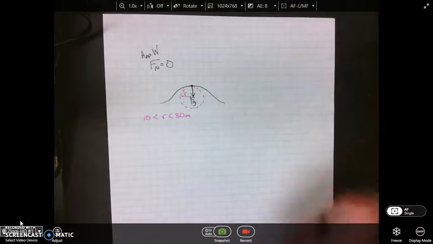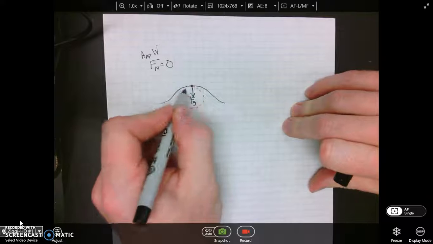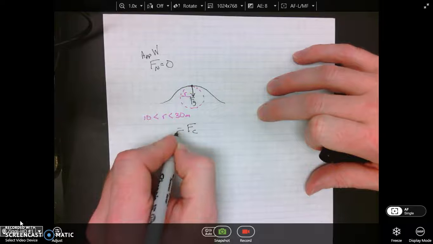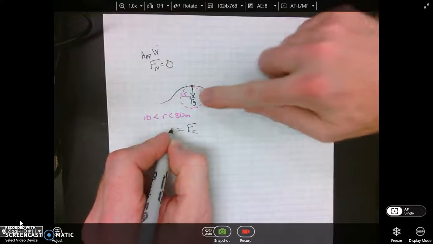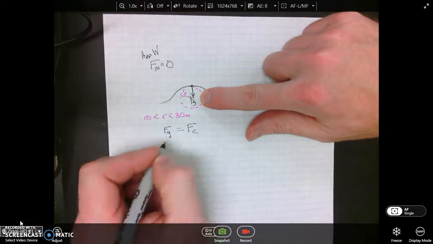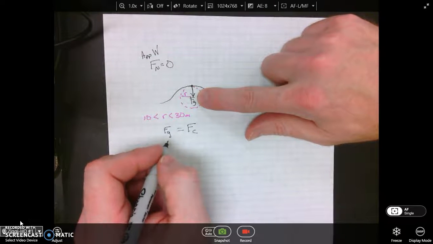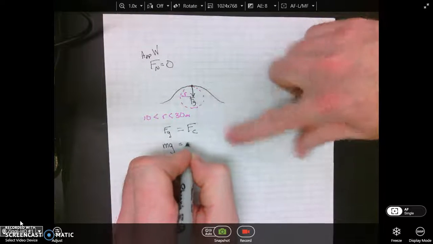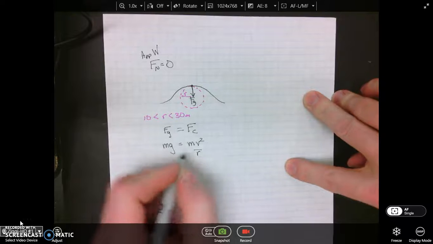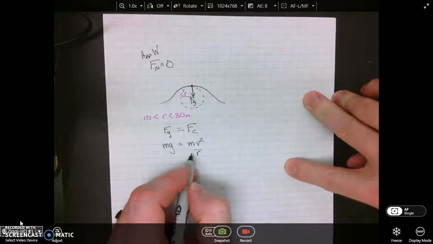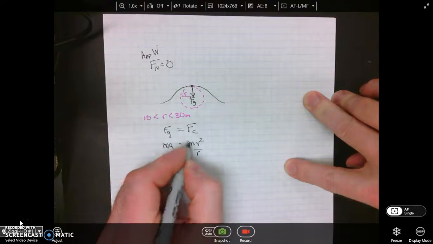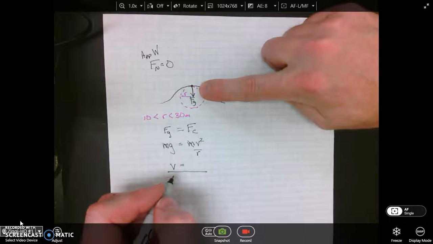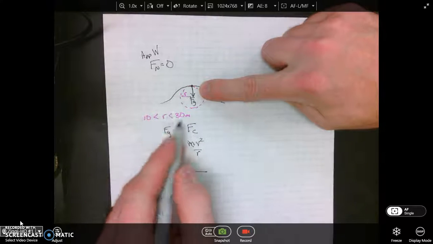Since you're moving in uniform circular motion, there's a curve at the top. Your net force, centripetal force, has to equal all the forces acting on you. There's only one, Fg. Oh, and it's pointing towards the center of the circle, so it's positive Fg. So this will be mg. This will be mv squared over r, the formula for uniform circular motion, centripetal force. The m's cancel out. You're going to solve for v, and that's how you get the velocity at that point, using the radius that you picked.